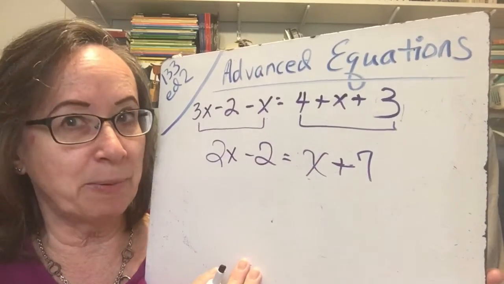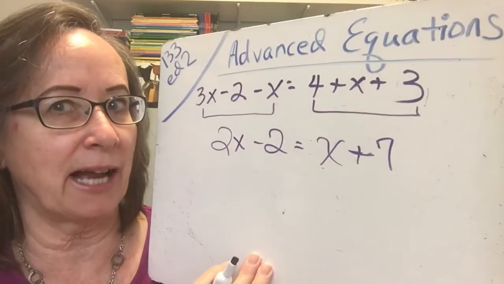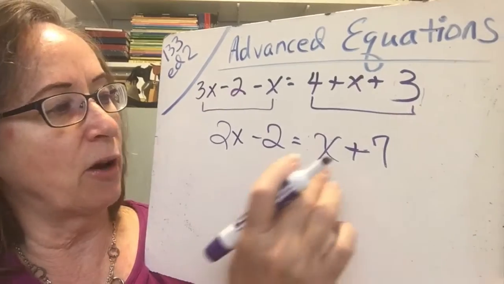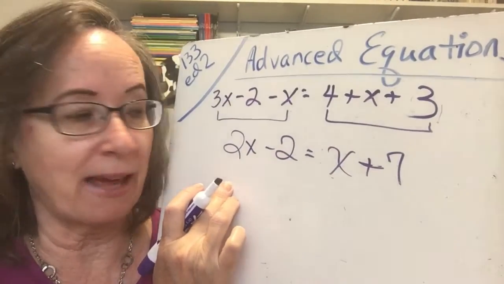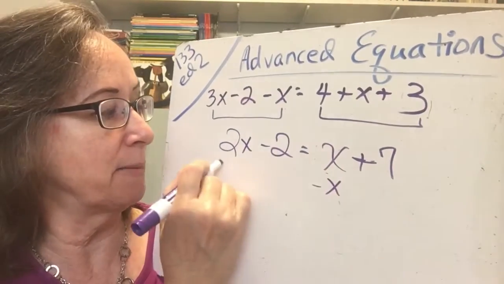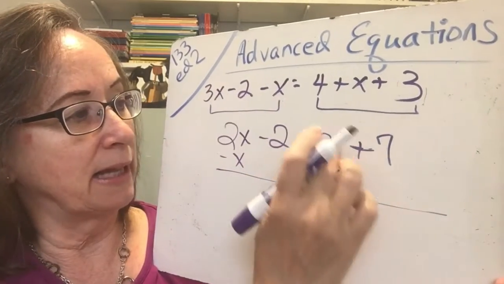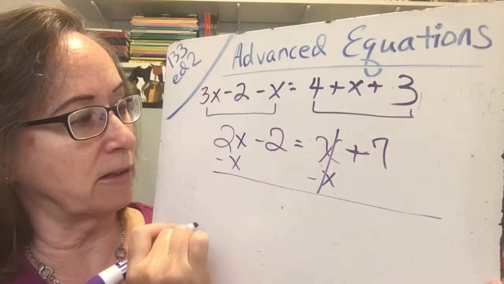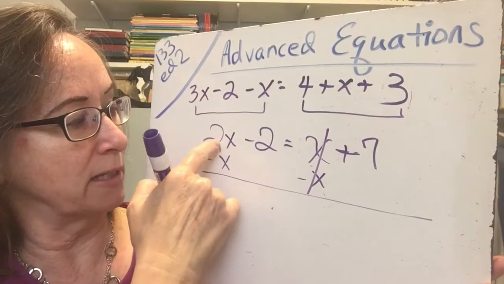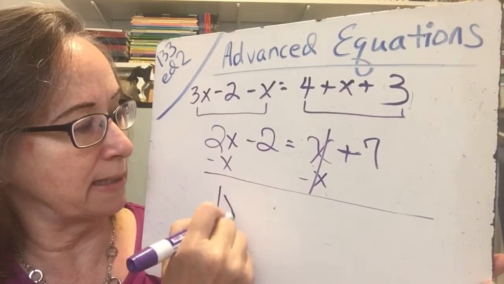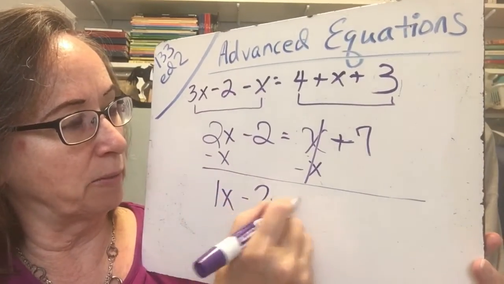So now that we've simplified, we're ready to get all of our x's in one place. So I usually like to have my x's on the left. So I'm just going to go ahead and subtract. The -x is now going to cancel the positive x, and we're going to get 2x minus x is 1x minus 2 equals 7.